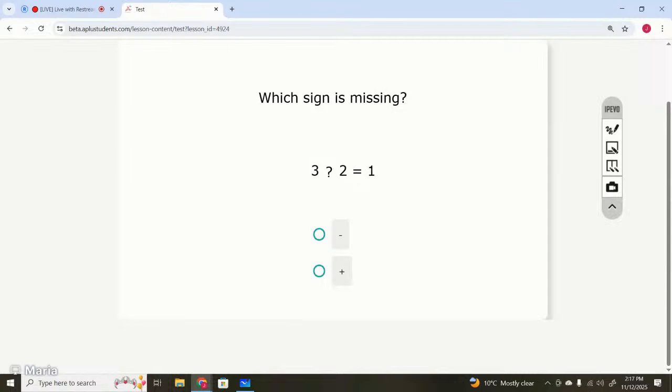Which sign is missing? Yes, that means we are subtracting because 1 is less than the other two numbers given. So that means yes, we are subtracting.